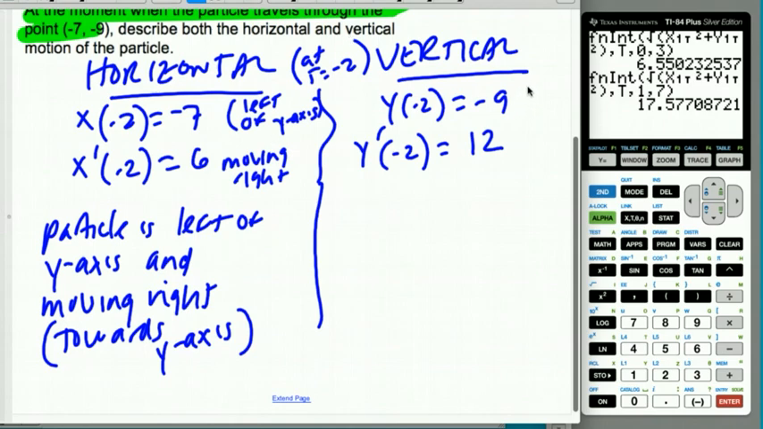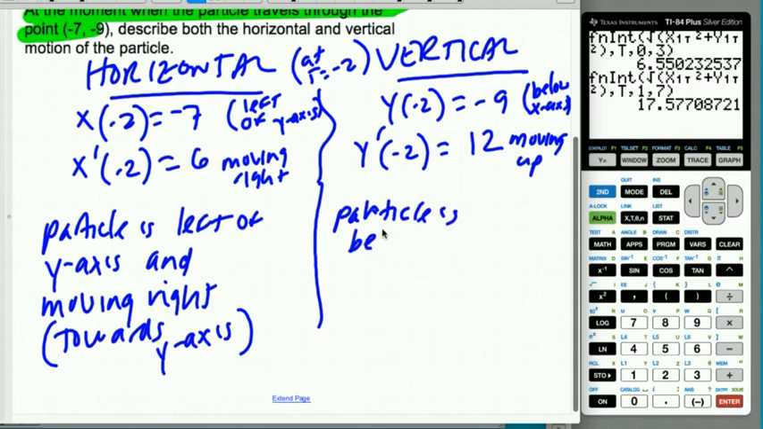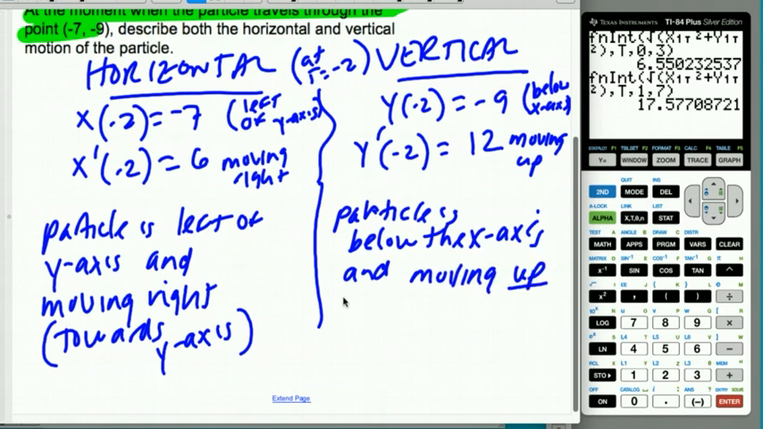So here, the -9 means that we are below the x-axis, right? The 12 means that we are moving up. And sure enough, those opposite signs say that we're moving towards the axis, right? Because the particle is below the x-axis and moving up, which means towards the x-axis. Moving up, so towards the x-axis. And that's it for this video.